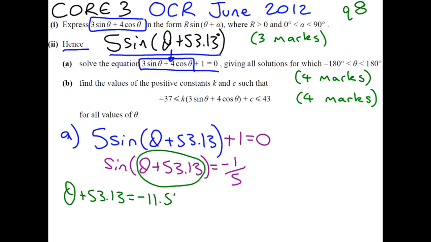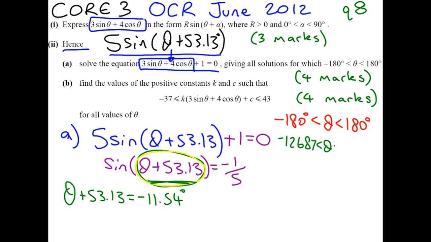Minus 11.54 degrees. Now, this thing that I've circled is what we want to use to find any other angles that we need. The inequality that we are given says that we are looking for angles between minus 180 degrees and 180 degrees. If we're investigating this thing, we need to alter our limits by adding on 53.13 degrees to the 3 terms in the inequality.